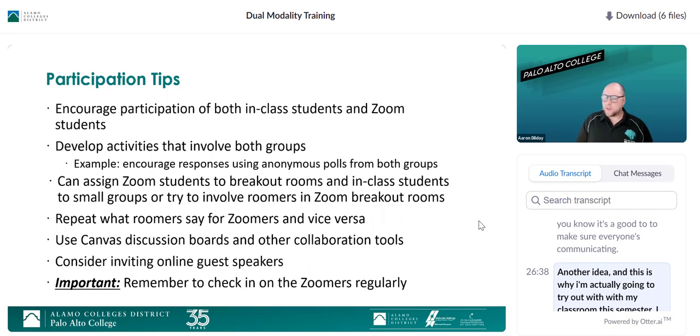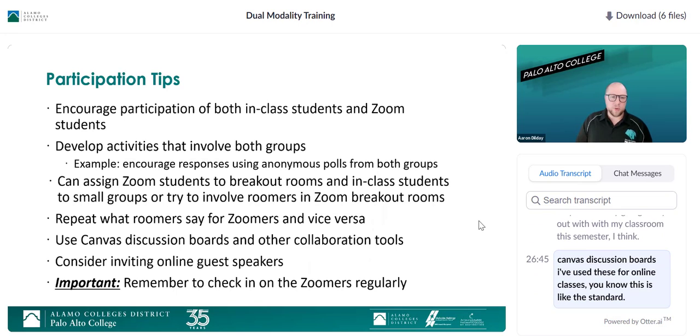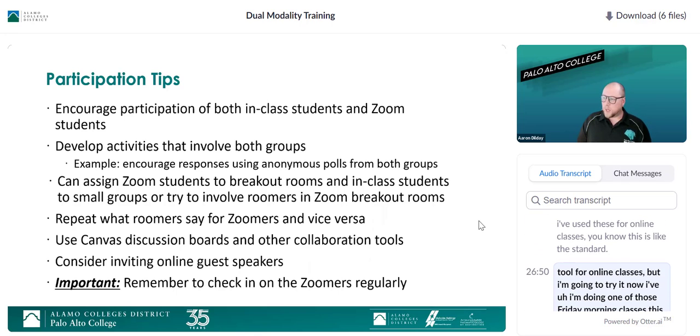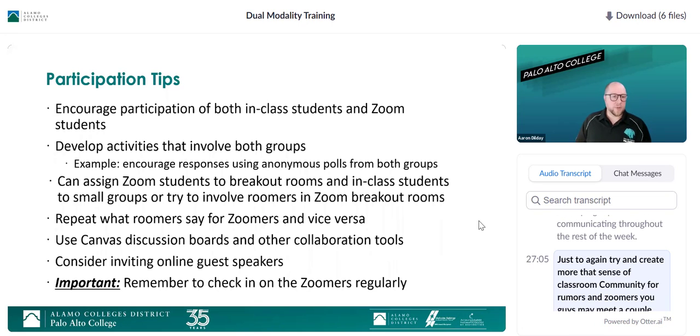Another idea, and this is one I'm actually going to try out with my classroom this semester, is Canvas discussion boards. Now, I've used these for online classes. This is the standard tool for online classes, but I'm going to try it now. I'm doing one of those Friday morning classes this semester, so we only meet once a week. And so I'm thinking of using the discussion board as a means of keeping my students communicating throughout the rest of the week, just to, again, try and create more of that sense of classroom community.